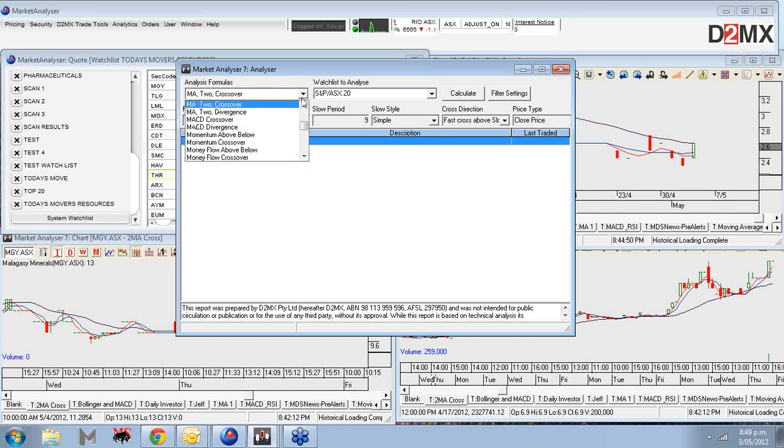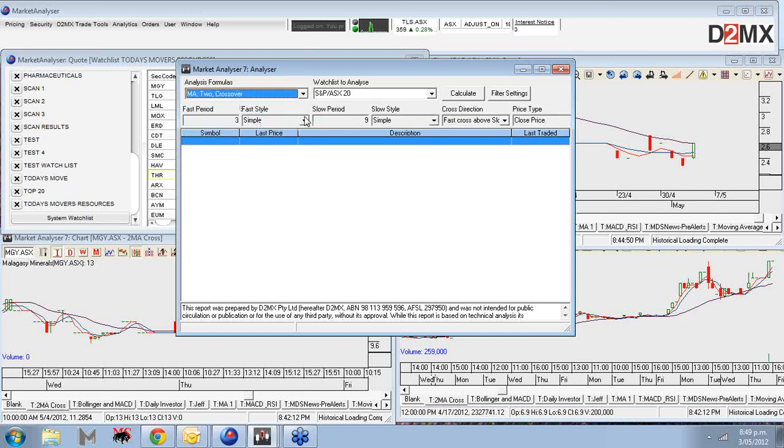So we'll use an example of the two moving averages. You've got a huge range of indicators that you could use, but we'll pick out the two moving averages crossover, and we'll set the time periods, 3 period crossing over the 9 period. We'll look for a fast cross above slow, so we're looking here for the share moving into an uptrend as signaled by the moving averages here.